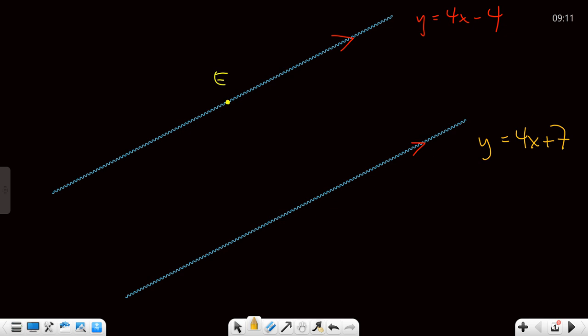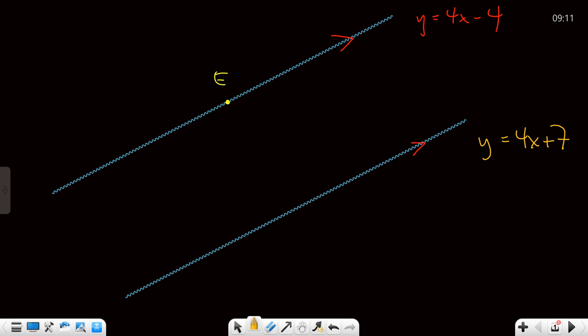Other than the fact that I told you, how do you know those lines are parallel? How do you know they have the same slope? What's the slope of those two lines? What numerical value is what I meant. You're overthinking. What's the slope of those two lines? Good, that's all I was looking for. Four. Okay, they're parallel.